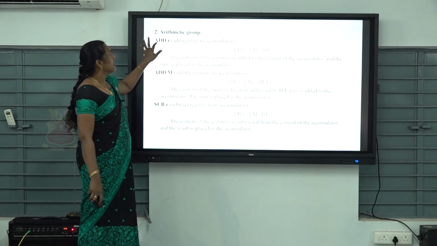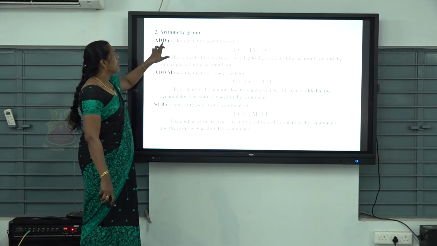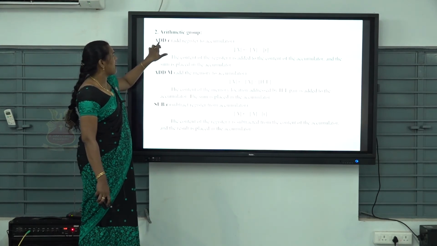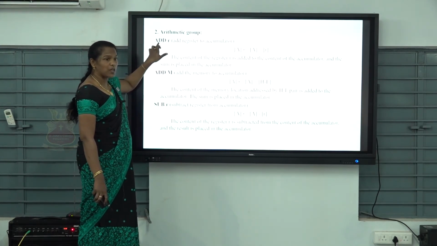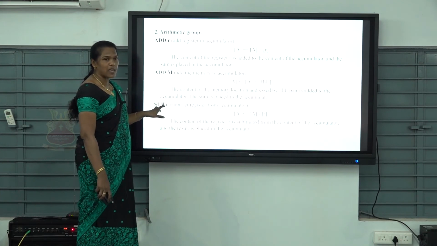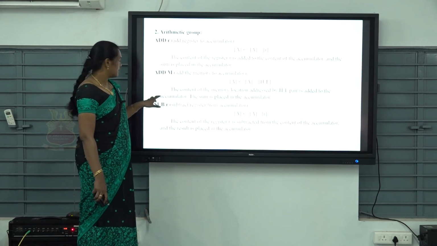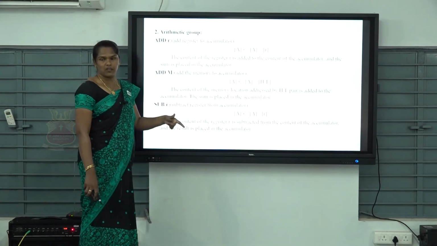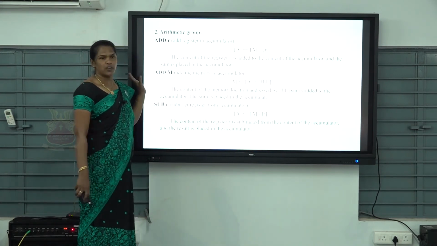Here we have seen add R. Add B means what? The B register content is added with the accumulator content and the result is stored in the accumulator. But what is the meaning of SUB B? The B register content is subtracted from the accumulator, and the result is stored in the accumulator.